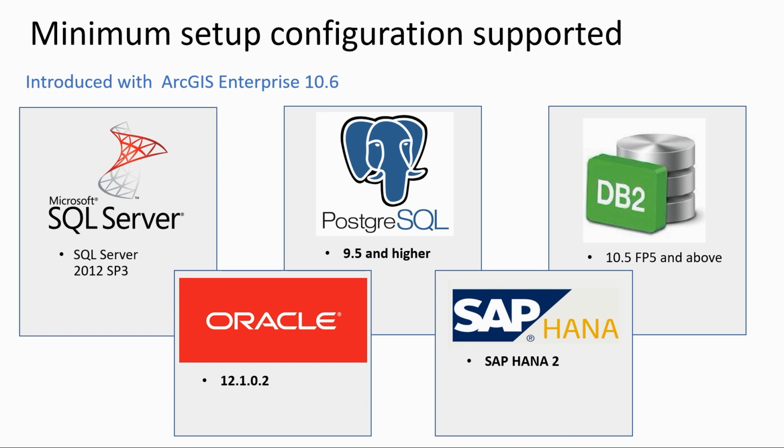Branch versioning support was introduced with ArcGIS Enterprise 10.6. We support all the standard database platforms. For PostgreSQL, Oracle, and SAP HANA, the version is bolded since the version required to support branch versioning is different than the minimum version requirement for 10.6.